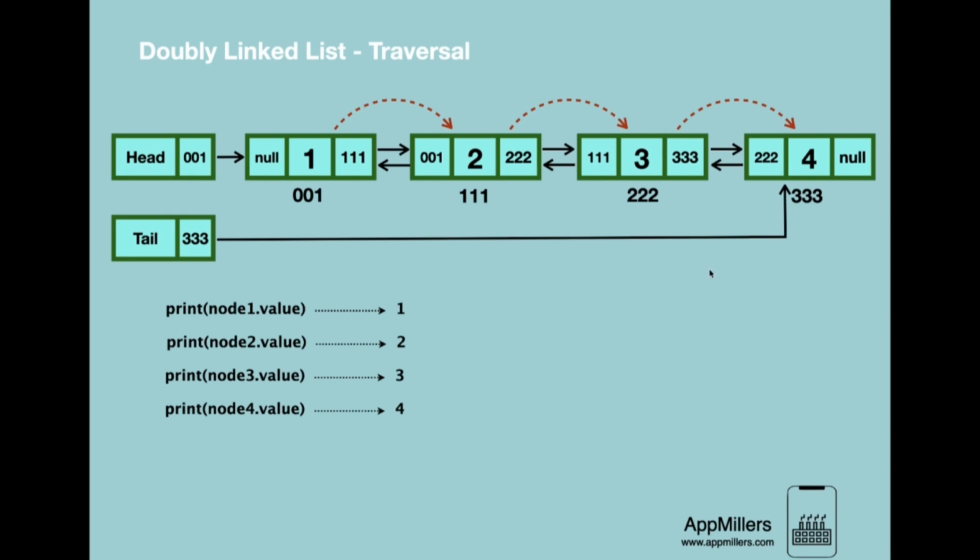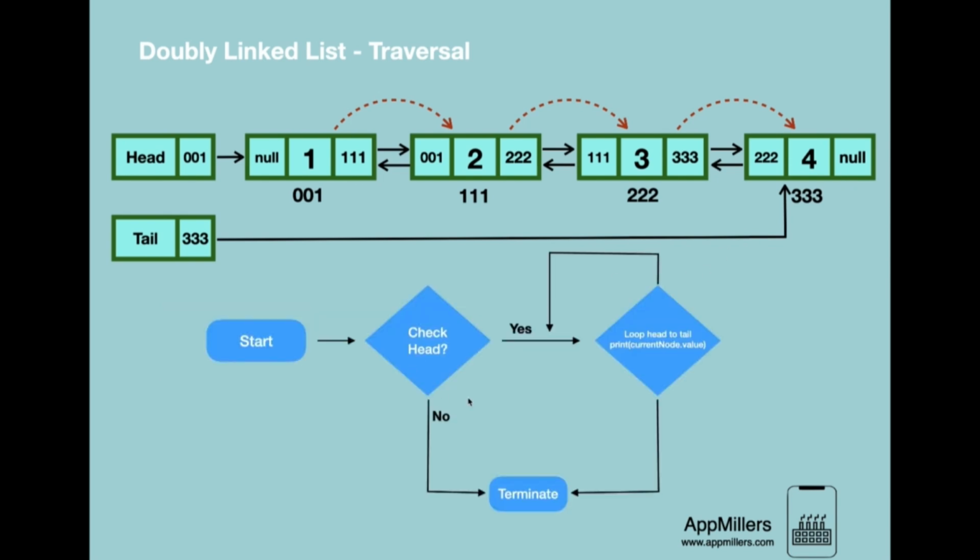Now the algorithm of double linked list traversal looks like this. We start with checking head. If head does not exist, it means that we don't have any node to traverse, so we terminate our algorithm over here. Otherwise, we continue to loop from head to tail, and in each step we print the value of the node until we reach the tail. And that's how the algorithm of traversal in double linked list looks like.